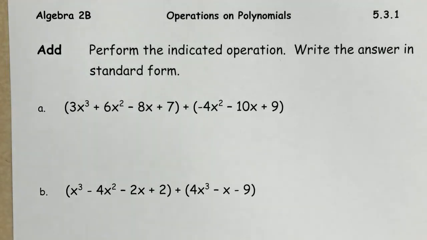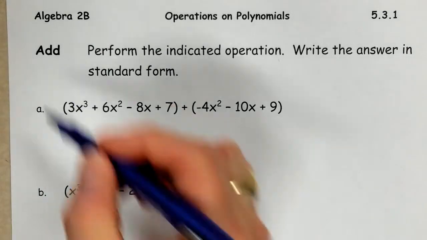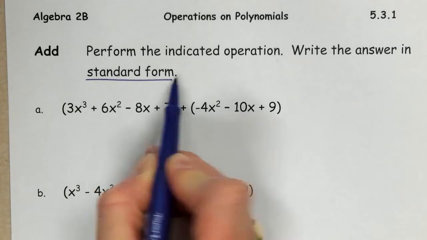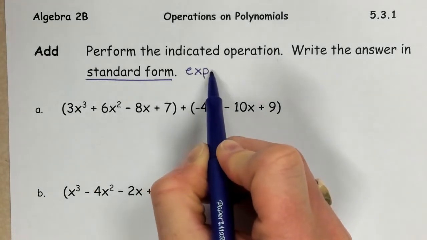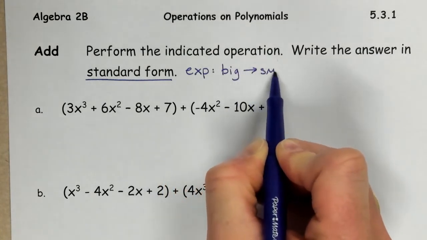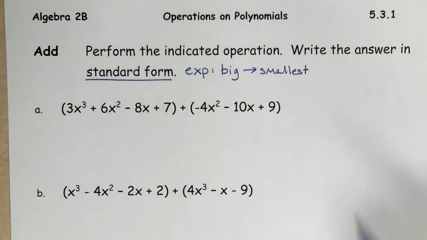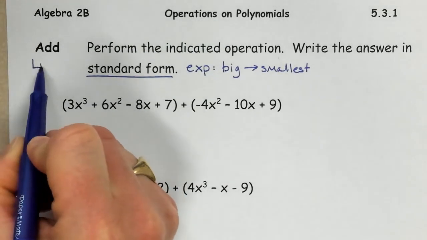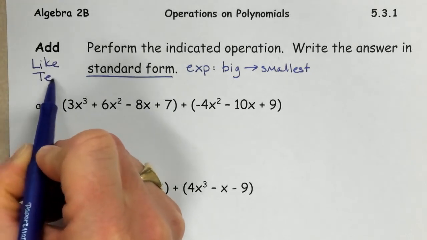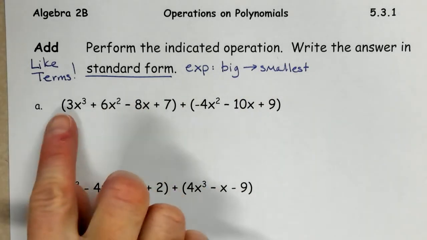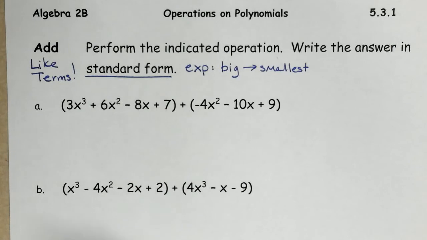Okay, onward to polynomials. Today we're going to talk about adding and subtracting polynomials and writing them in standard form, which means exponents from biggest to smallest. With adding polynomials, you have to watch out for like terms. You're going to be adding the like terms. Sometimes the polynomials are already in order from biggest to smallest, and sometimes they're not. So just be on alert.